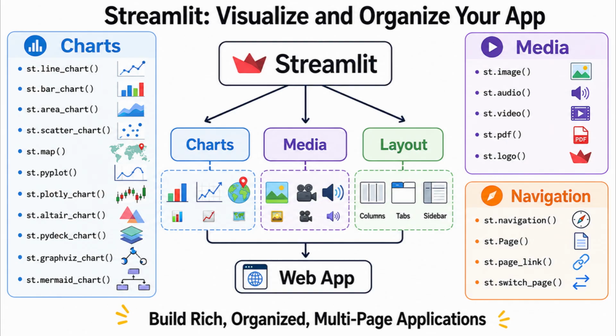To organize everything, we can create sidebars, columns, tabs, containers, expanders, and popovers. Streamlit also supports navigation between multiple pages. Together, these tools let us transform a simple Python script into a well-organized visual web application.